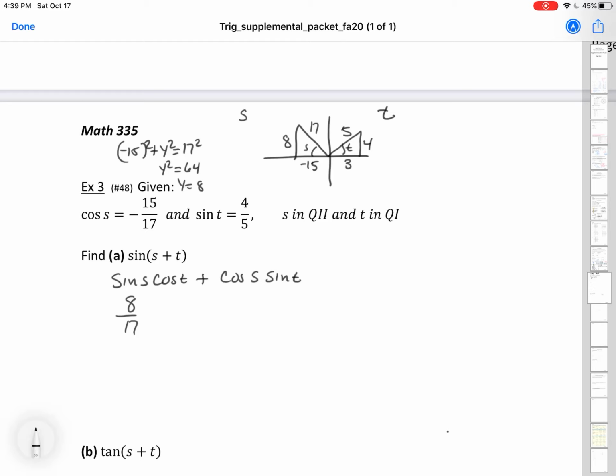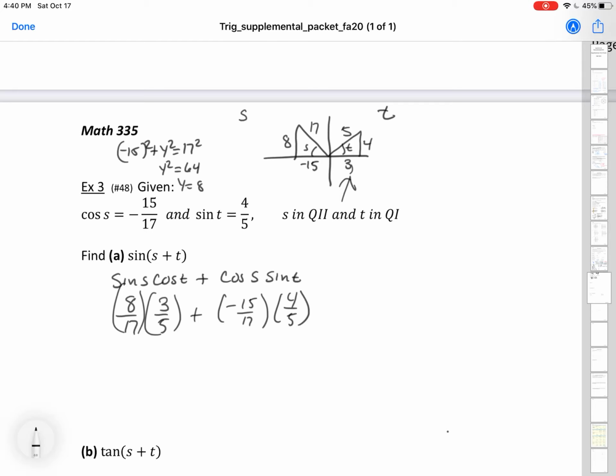That makes sense. It's second quadrant. Cosine t. Cosine t was not given to us either. That's 3/5. And I can get that from the triangle above, right? So I'm looking right here and seeing that the adjacent side is 3 over 5. Cosine s totally given to me as negative 15/17. Sine t totally given to me as 4/5. I don't need to look to the triangles if I don't want to.